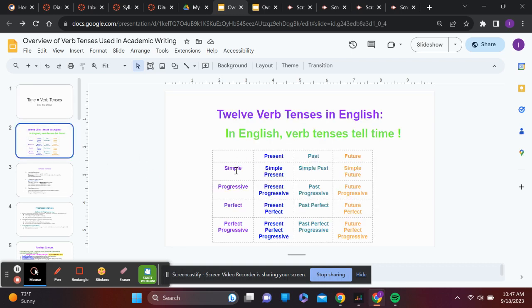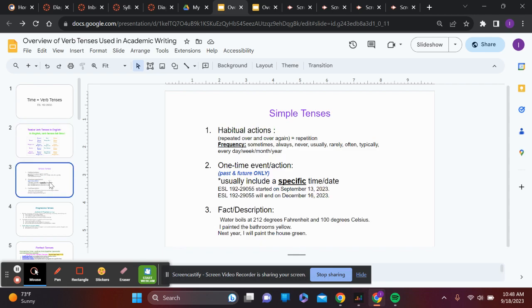The first verb tense, most common, is the simple, which includes simple present, simple past, and simple future. The progressive is present progressive, past progressive, and future progressive, and the perfect includes present perfect, past perfect, and future perfect. Perfect progressive includes present perfect progressive, past perfect progressive, and future perfect progressive. That's a lot to say, and a lot to learn.